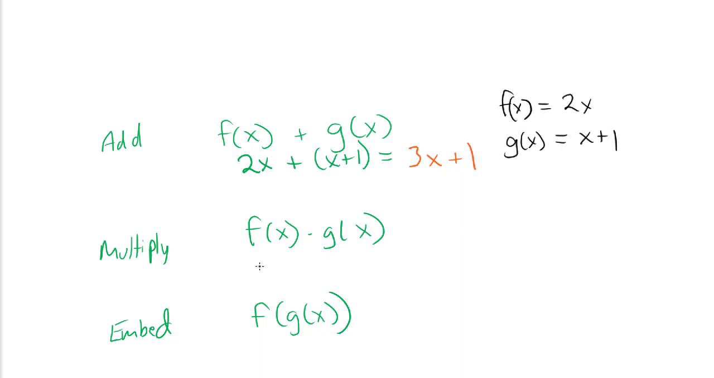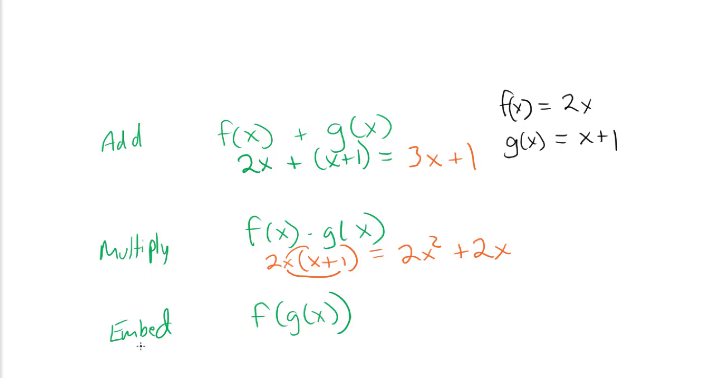What about multiplication? F of x we know is 2x times g of x is times x plus 1. Now I'm essentially multiplying the polynomials, and we saw how to do that earlier as well. It's 2x times x, which is 2x squared, and 2x times plus 1, which is plus 2x.